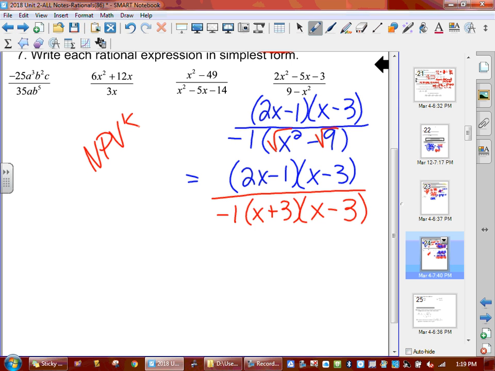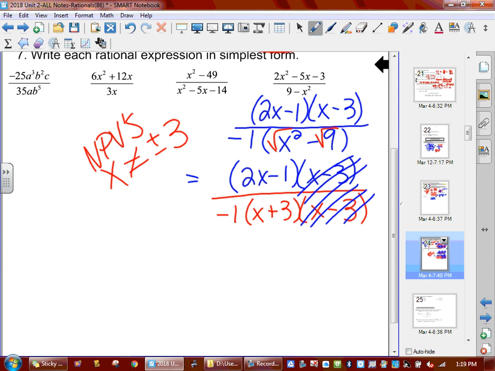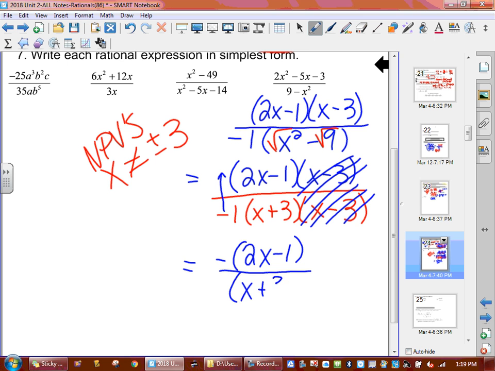All right. Once we have the non-permissibles, now we can simplify and cross out all the common factors. So, common factors of x minus 3 disappear. In our final answer, that negative is going to float to the top. So we're going to have a final answer of negative 2x minus 1 all over x plus 3. In any situation for any fraction, your final answer negatives will always float to the top. It's just a general rule.